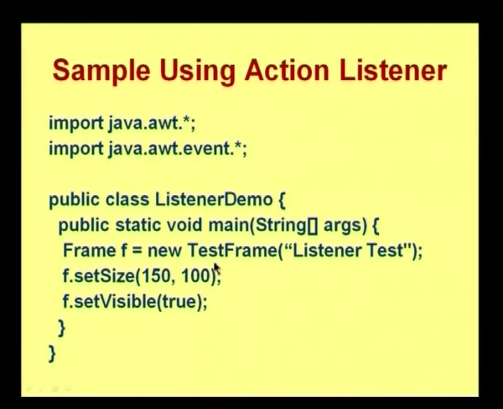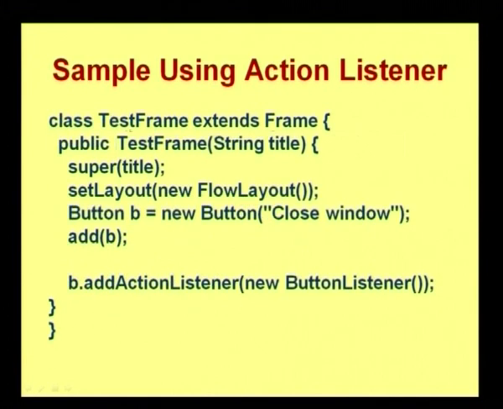So, public class ListenerDemo and your main method. I am creating a frame and I am setting it to a particular size and then I am making that visible. So here I just create or instantiate the frame. Now you can see here what this frame is. This frame extends Frame. So your class TestFrame extends Frame.